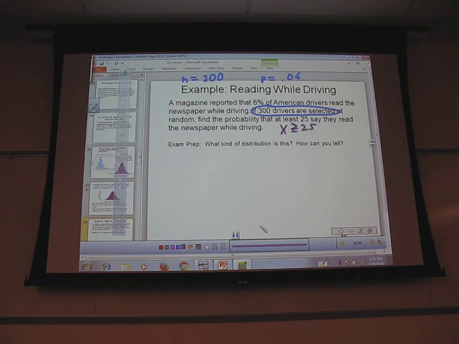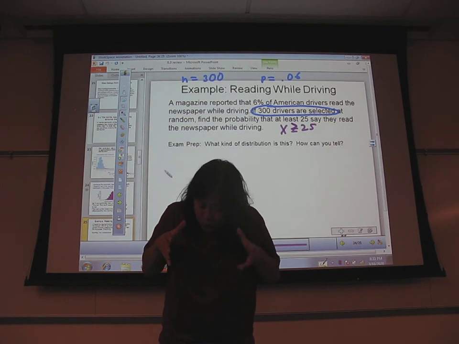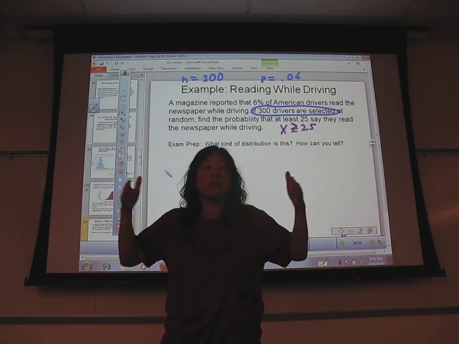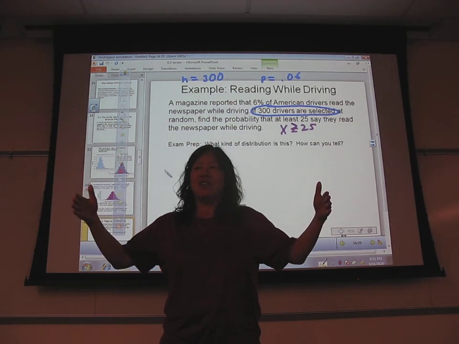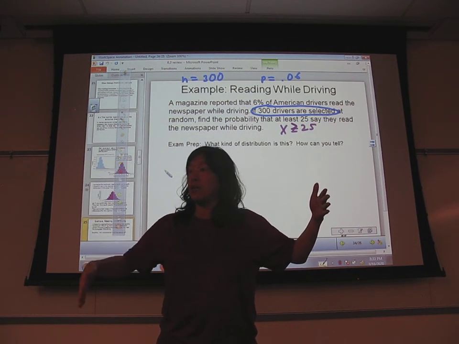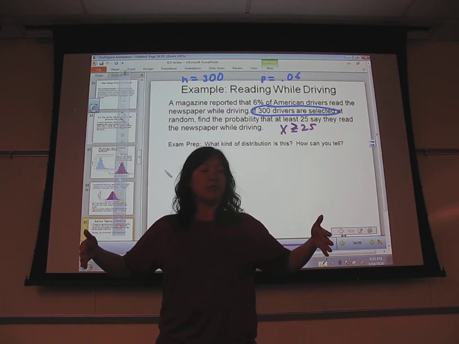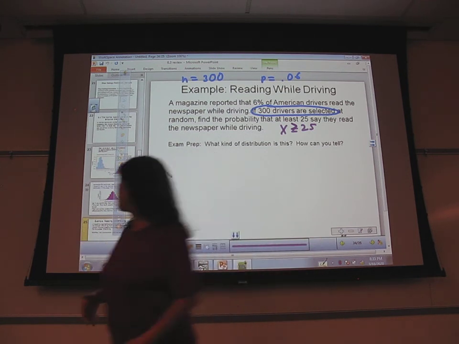So here, I need to figure out what's going on with X. And remember, when X is 25, 25 in the discrete world is really what in the continuous world? 24 and a half on this side, 25 and a half on this side. So you guys remember that part?